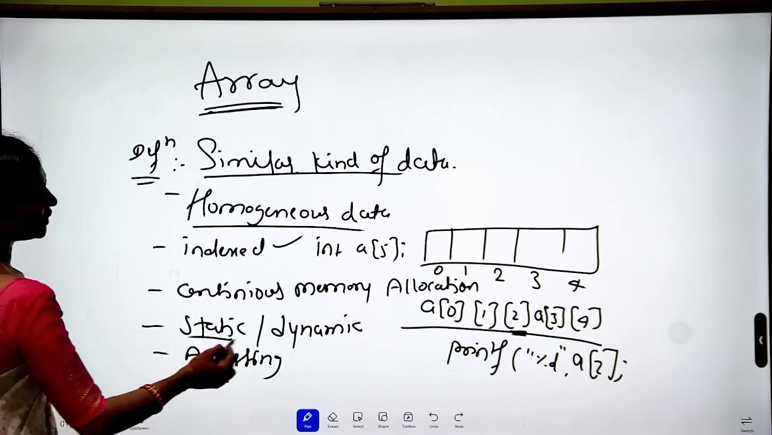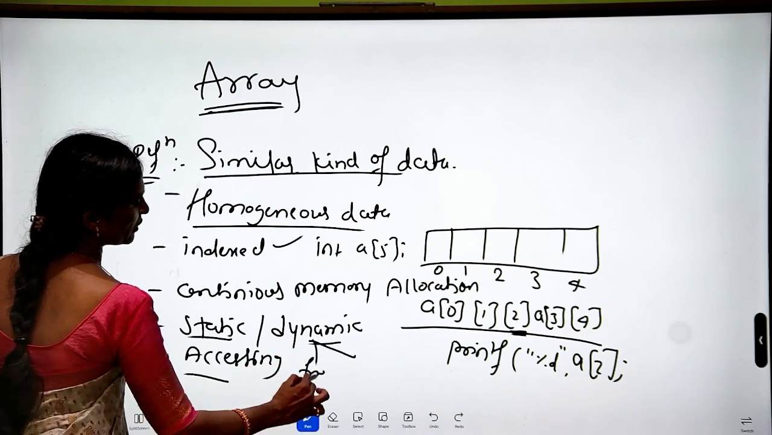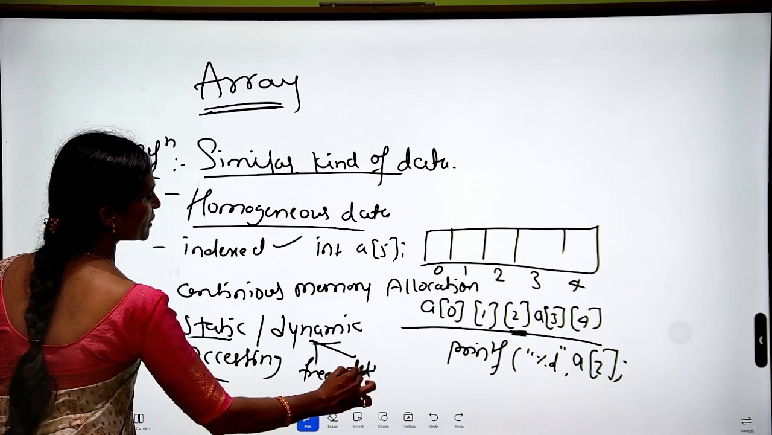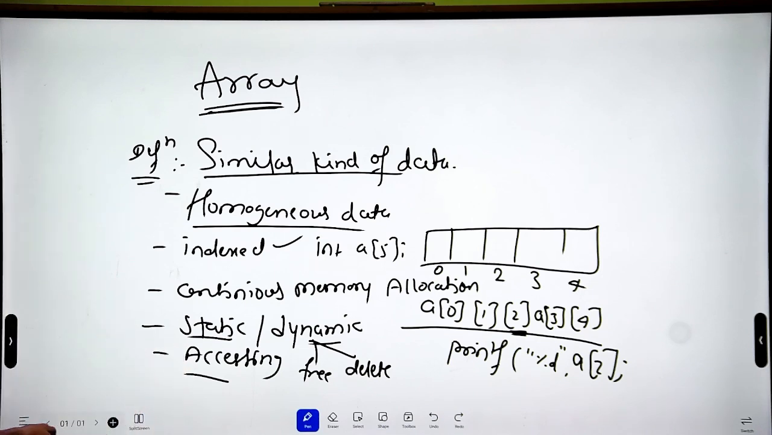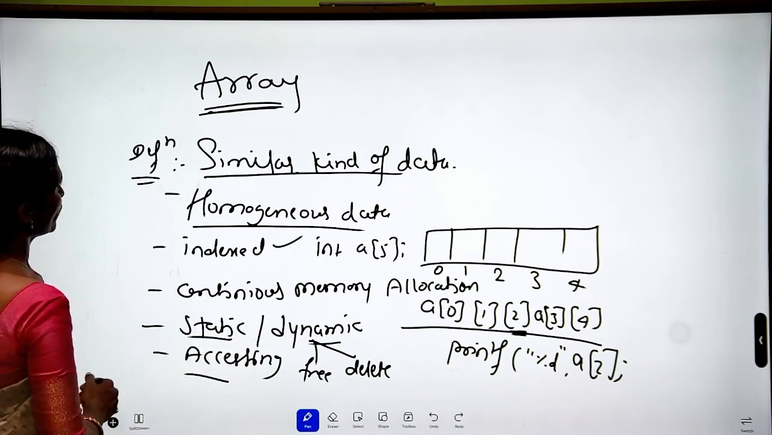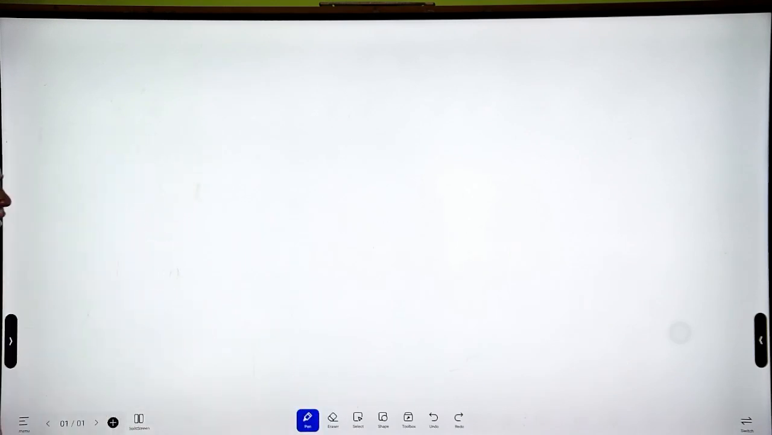So accessing is also easy here. The array can be static or dynamic. For dynamic allocation, there is free and delete in C++, and malloc, calloc and realloc in C. We have different ways to do dynamic allocation. So let's see how to define it and what the representation is.